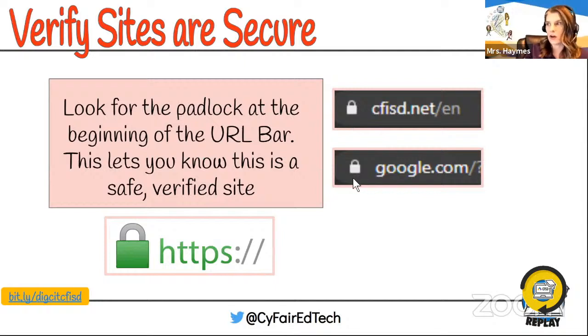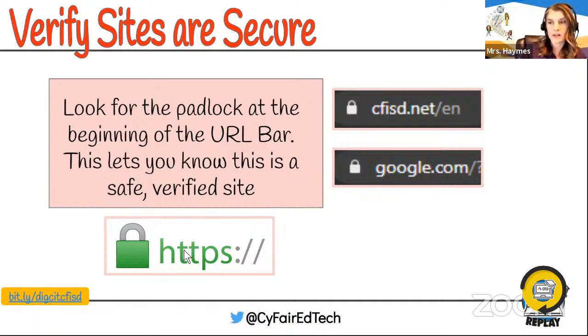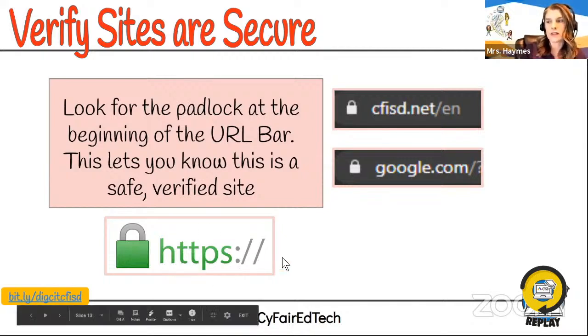So wherever you see this padlock, like here on our Cypher website, we have the padlock. It's safe and secure. Google. It's safe and secure. You may see it in green. You may see it in gray, but as long as you see that padlock at the beginning, that's going to tell you that it is a safe site to search. A lot of times too, you'll see the HTTPS at the beginning. And again, that's just telling you that it is a safe place to search.